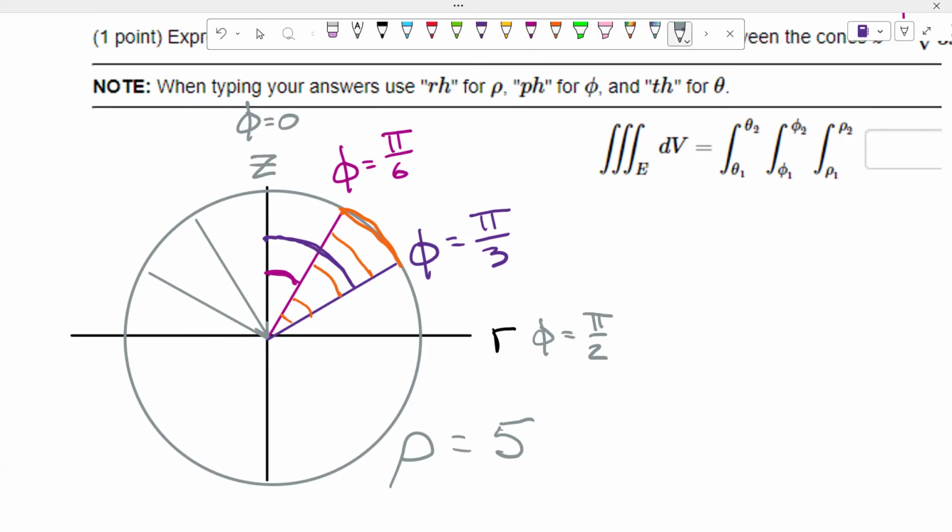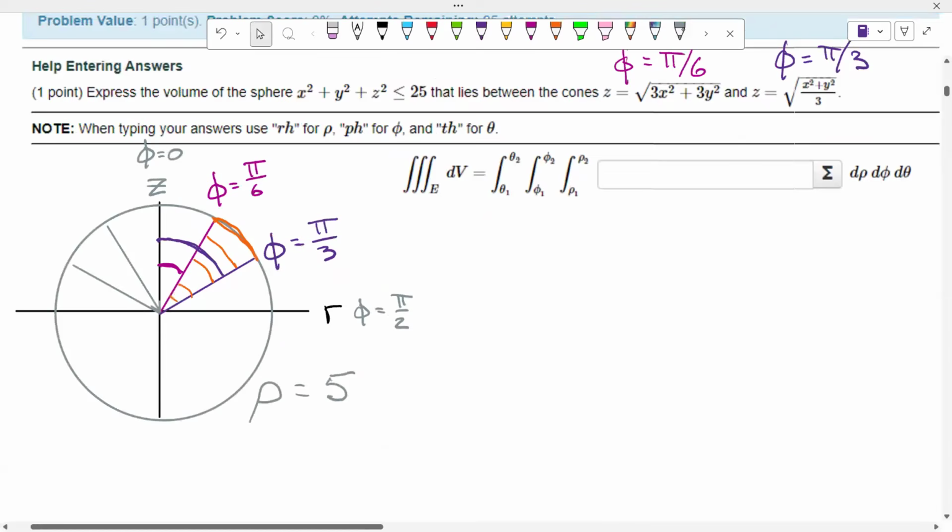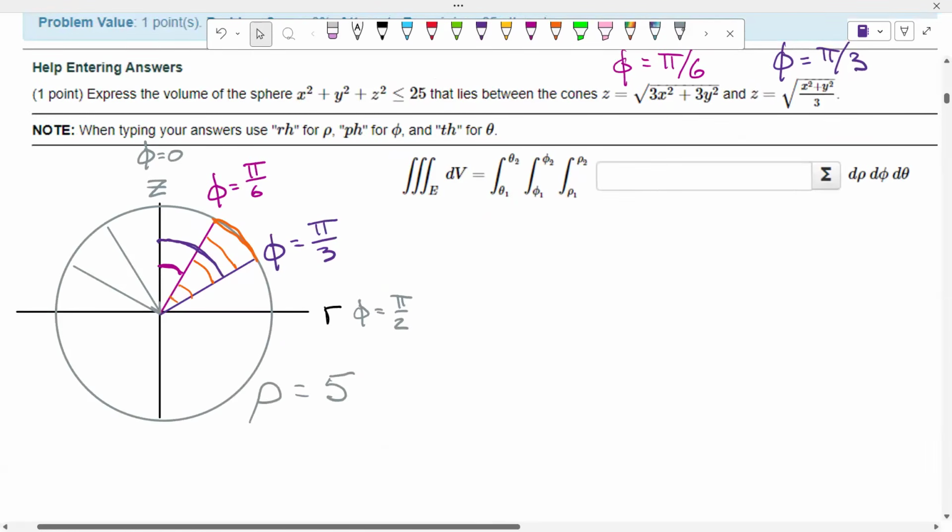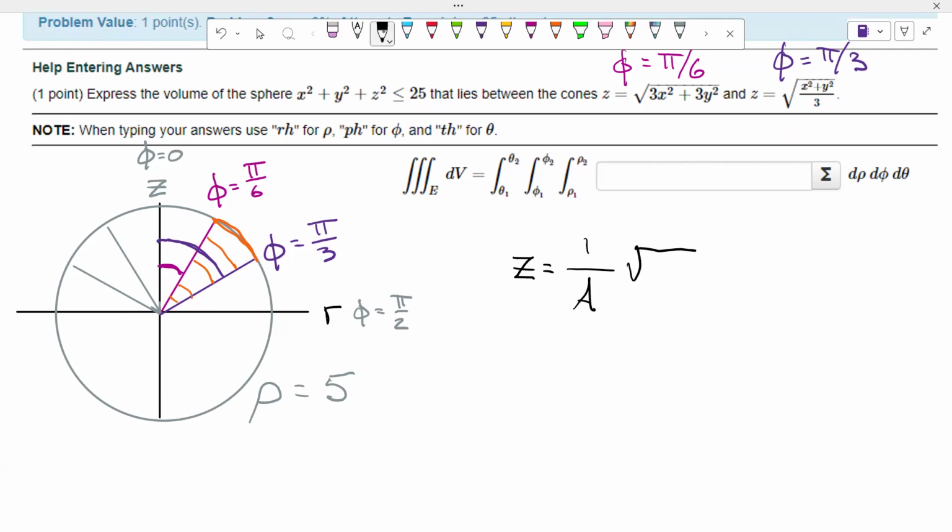Quick note on finding equations of cones if we are in spherical coordinates. The equation z equals, how about 1 over a times the square root of x squared plus y squared. These always look like cones.